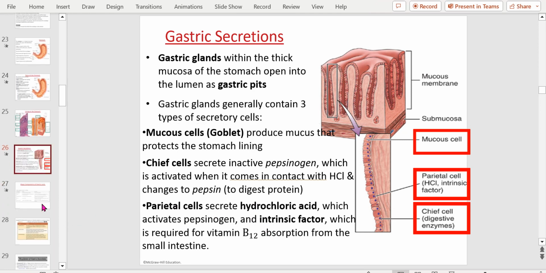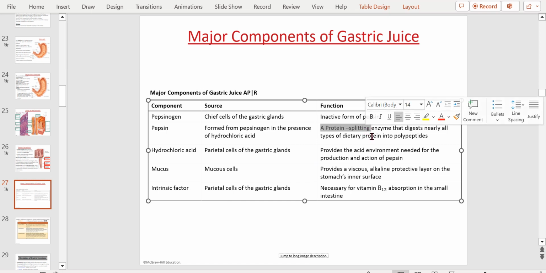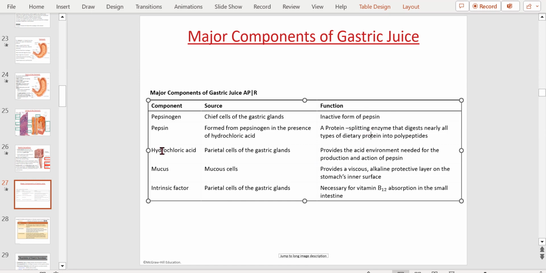Very good. And just a little recap here of what's going on. There's your pepsinogen, from chief cells, the inactive form of pepsin. Pepsin here, pepsinogen plus hydrochloric acid, is an enzyme that's able to digest protein. Hydrochloric acid is produced there by the parietal cells, mucus there by the goblet cells, and intrinsic factor, also from the parietal cells of the gastric glands, is necessary for B12 absorption.